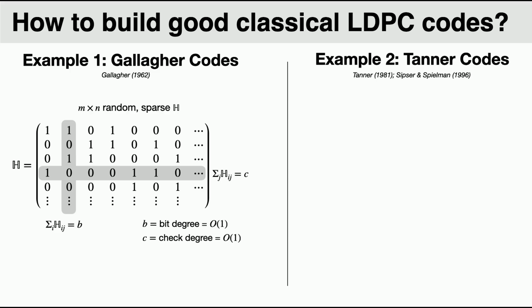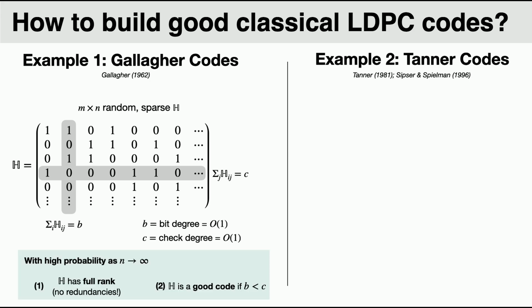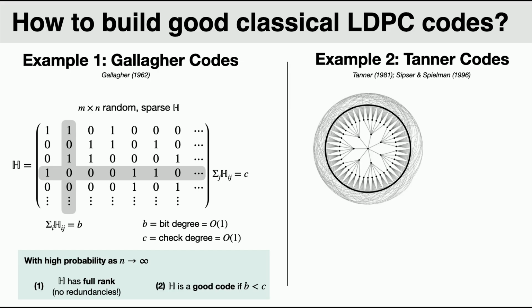Okay? And actually, if you just do this construction, you can show that with high probability, H has full rank, so there are no dependencies between your checks, and that it's a good code if B is less than C. So you can do a constrained counting, and you can show this. Okay, so this actually ends up being a bi-regular random regular graph. If you think of this Tanner graph where you see which bits are acting on which checks, the bits have some fixed degree, the checks have some fixed degree, and other than that, they're random, and this gives you a good classical code. Super simple.